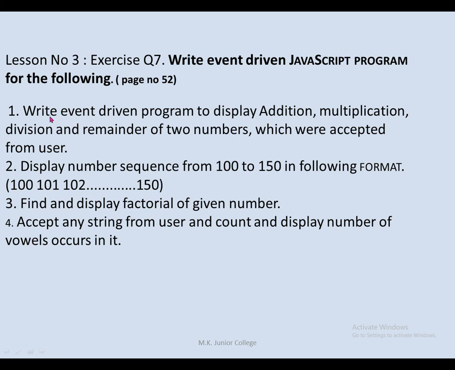Out of that, the very first question: write an event-driven program to display addition, multiplication, division, and remainder of two numbers which are accepted from the user. That means you need two numbers from the user. For that, you have to create a form which displays two text boxes and one button. After clicking on the single button, your program will display the addition, multiplication, division, and remainder of those two numbers. You remember what a remainder is and how to calculate it.